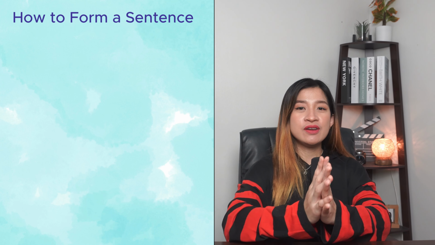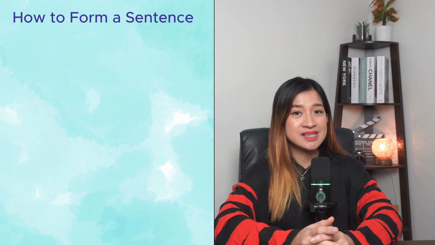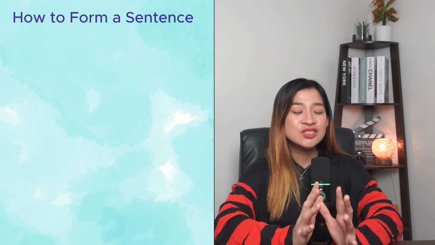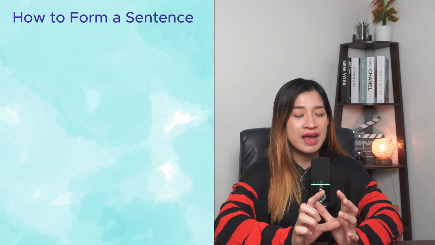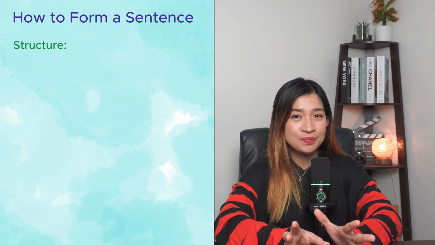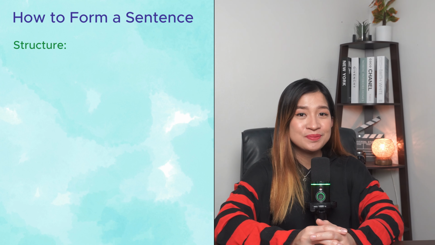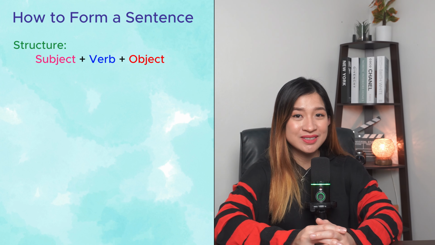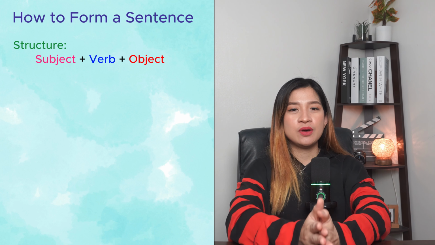So once you understand verbs, the next step is to learn how to form complete sentences. The basic sentence structure is actually quite simple, and it's the foundation for everything you'll build on English. The basic structure is subject plus verb plus object. Subject, verb, object. So let's break that down.